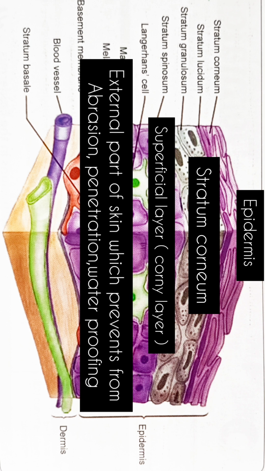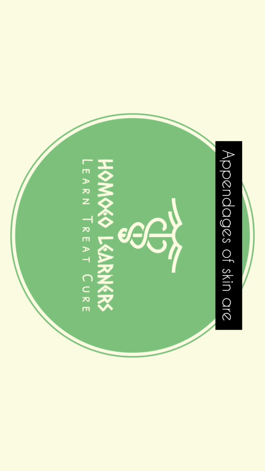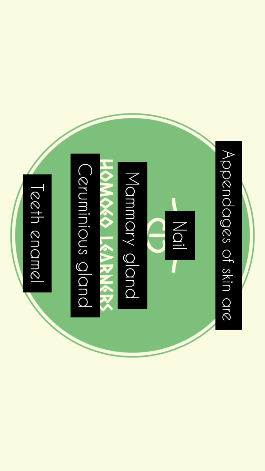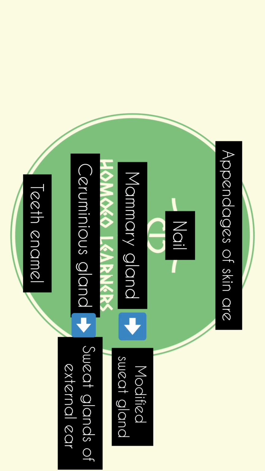This is the most external part of the skin, which protects the skin from abrasion and penetration and also gives waterproofing. Specialized structures of skin are hair, sebaceous glands, arrector pili, and sweat glands. The appendages or derivatives of the skin are nail, mammary glands, ceruminous glands, and the teeth enamel. These ceruminous glands are nothing but sweat glands of the external ear. Mammary glands are also considered to be modified sweat glands.